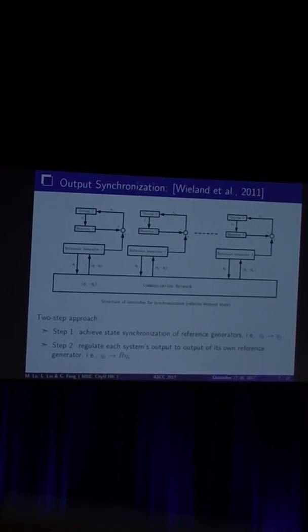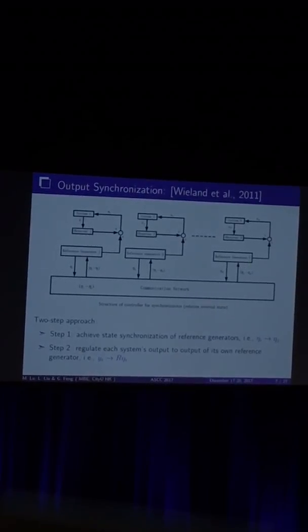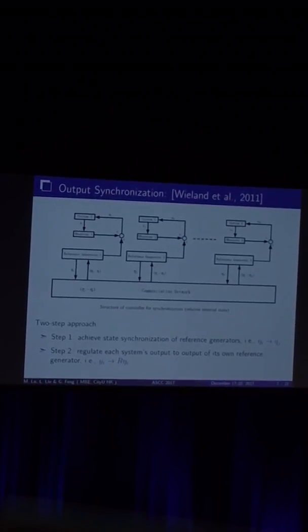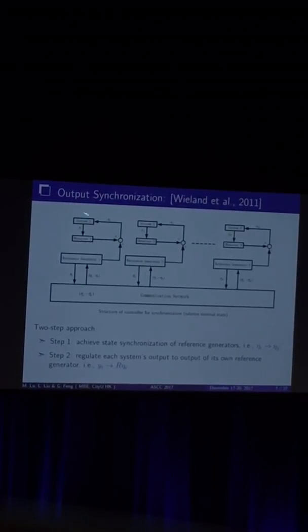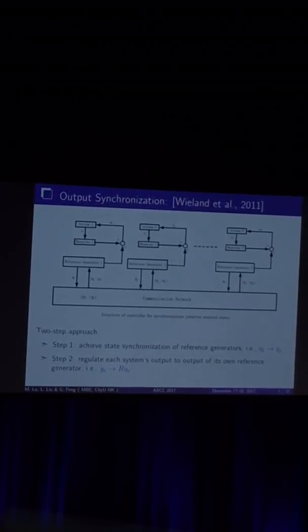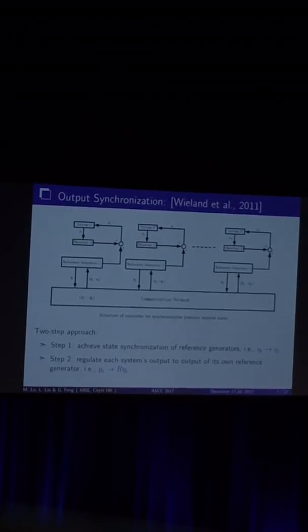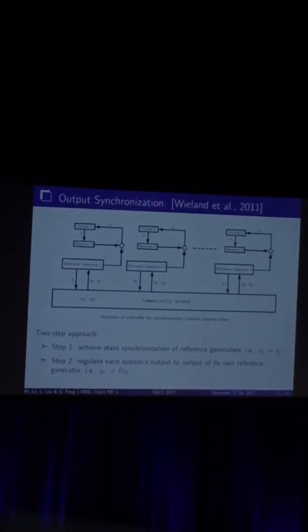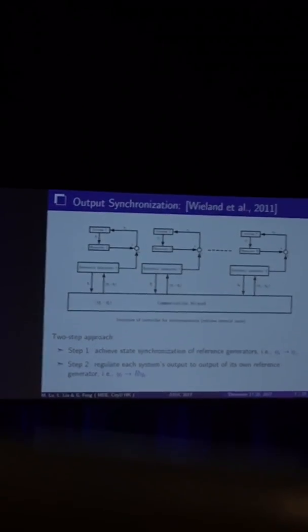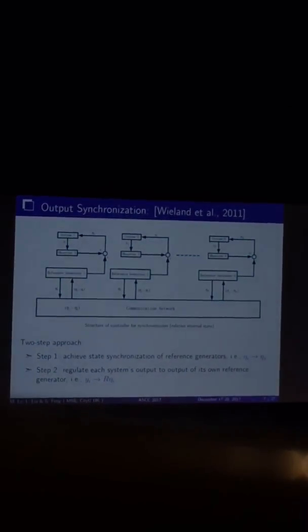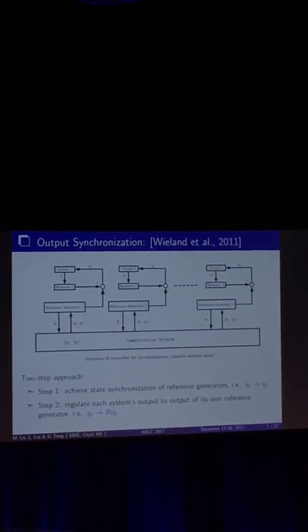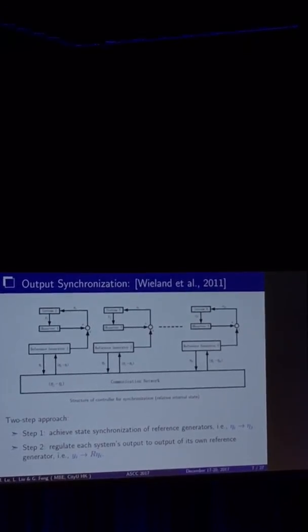This figure shows the structure of the controller by Wieland in 2011. So we can find for each agent, the controller is composed of two parts. The first part is an observer to estimate the system state, and the second part is the reference generator to produce the synchronized signal. The advantage of this controller is that by using it, the synchronization problem can be solved in a two-step approach.